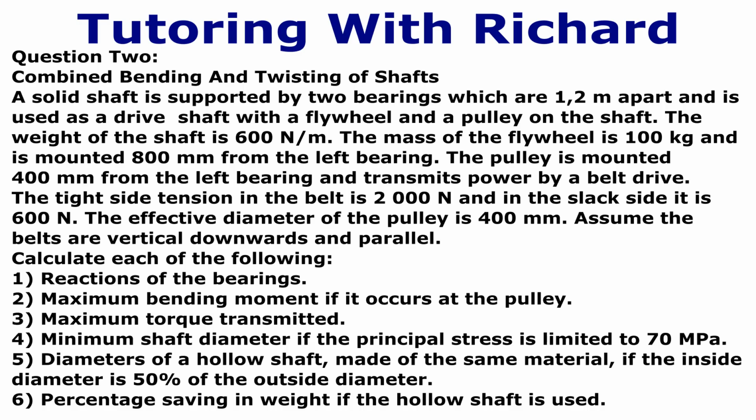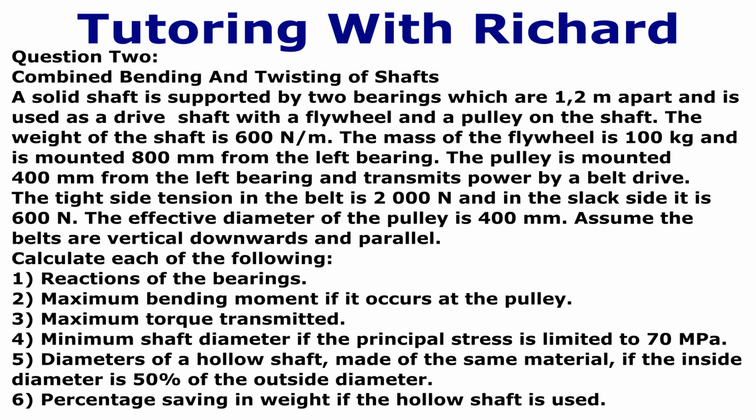This is combined bending and twisting of shafts. The question states, a solid shaft is supported by two bearings which are 1.2 meters apart and is used to drive a shaft with a flywheel and a pulley on the shaft. The weight of the shaft is 600 newtons per meter. The mass of the flywheel is 100 kgs and is mounted 800 millimeters from the left bearing. The pulley is mounted 400 millimeters from the left bearing and transmits power by a belt drive. The tight side tension in the belt is 2000 newtons and the slack side is 600 newtons. The effective diameter of the pulley is 400 millimeters. Assume the belts are vertical, downwards and parallel.